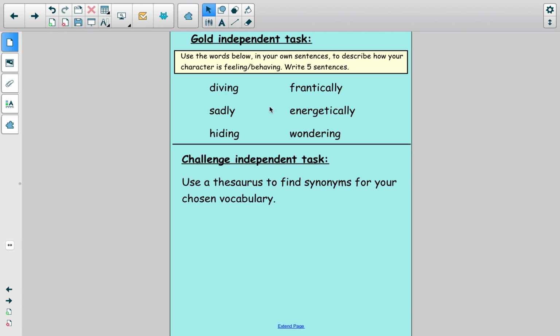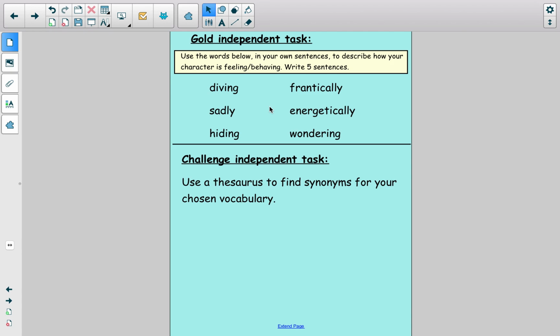Finally, your challenge for today is to use the thesaurus to find synonyms for your chosen vocabulary. Does anyone know what synonyms are? That's right, synonyms are words which have the same meaning. For example, a synonym for sadly could be cheerlessly or gloomily. Instead of saying the dragon sadly hid by the river, you could say the dragon gloomily hid by the river.